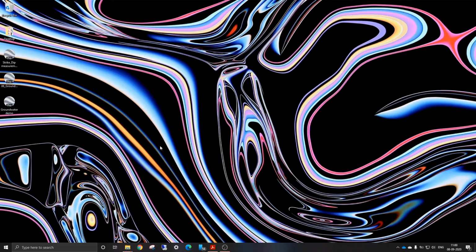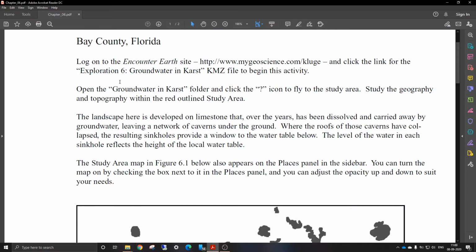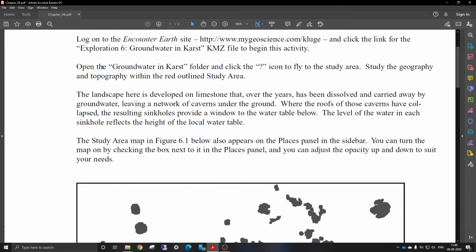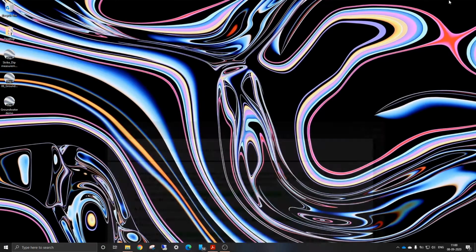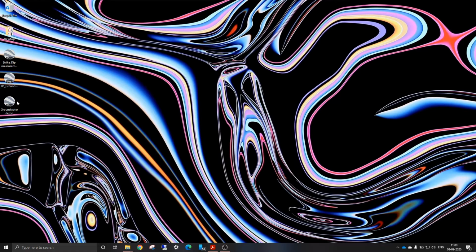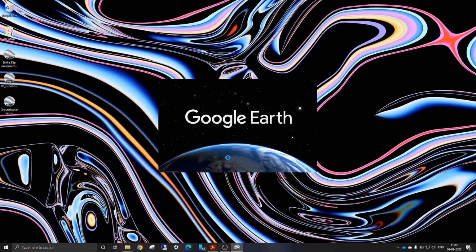So you all have got the groundwater table problem. You have got this assignment. So today we'll discuss how you can solve this problem using Google Earth. So first of all, you open the KML file provided to you.